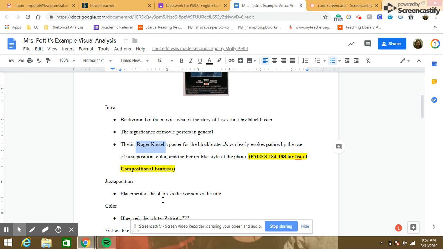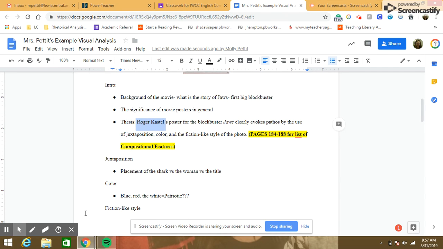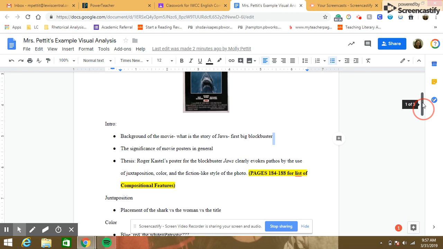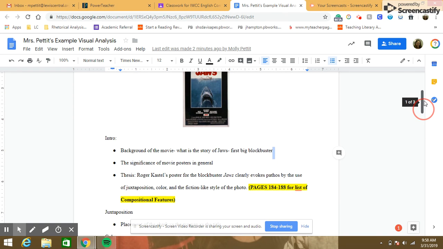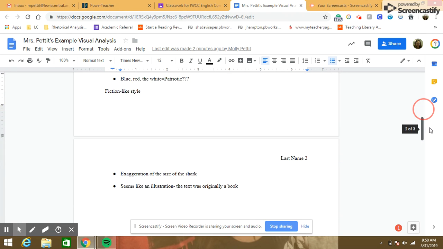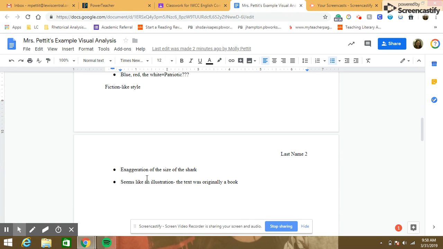So for juxtaposition, I'm going to talk about the placement of the shark versus the woman versus the actual title. For color, the fact that they use blue, red, and white and that it's patriotic colors. The setting of the movie takes place over 4th of July weekend, so that's something I would talk about here. And then fiction-like style, it looks like a cover of a book, which is on purpose because Jaws was actually a novel first and then turned into a movie. Also the exaggeration of the size of the shark makes it more fiction-like, that sort of thing.